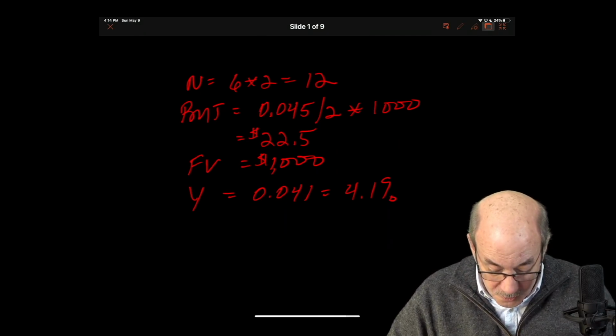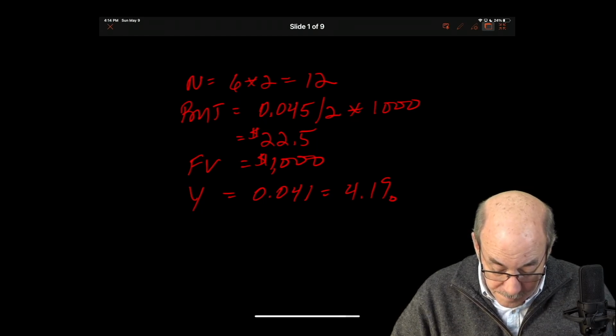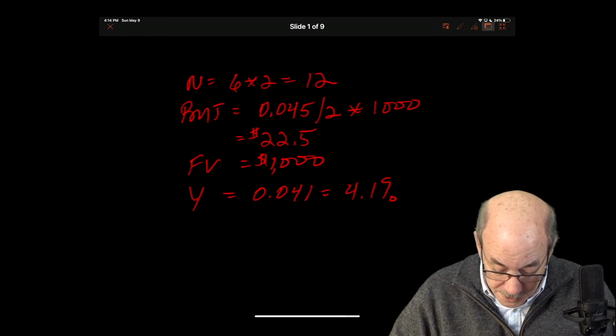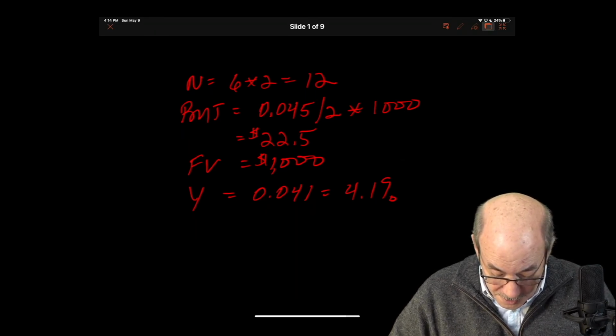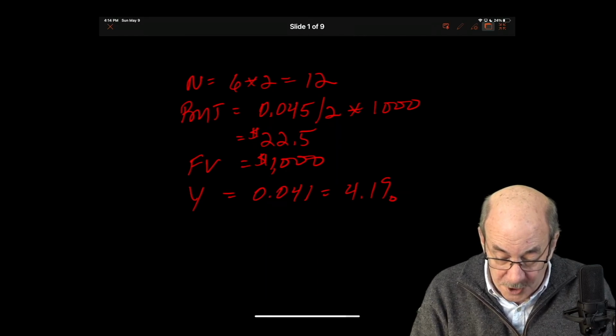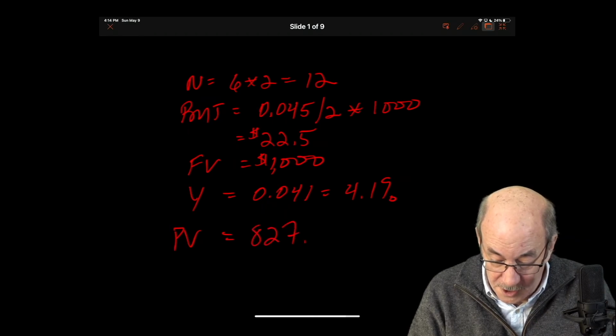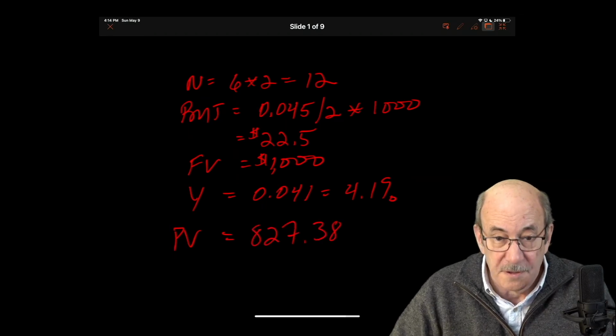So I plug in 12 for N, coupon of 22.5, future value of 1,000, and a yield of 4.1. I get a present value when I plug those in of $827.38.